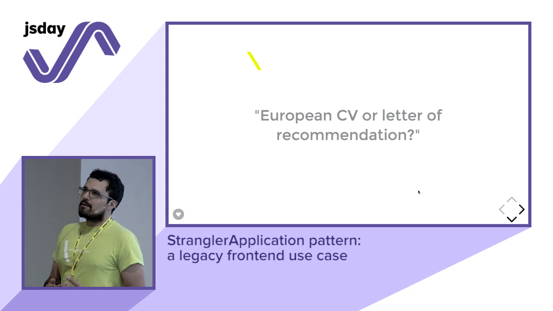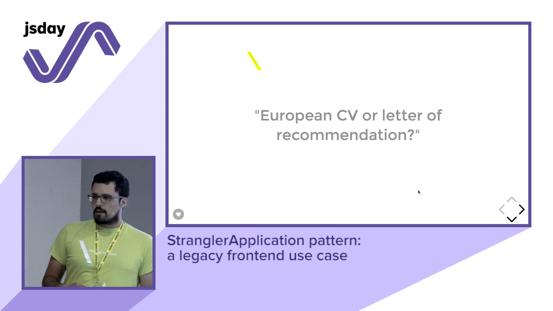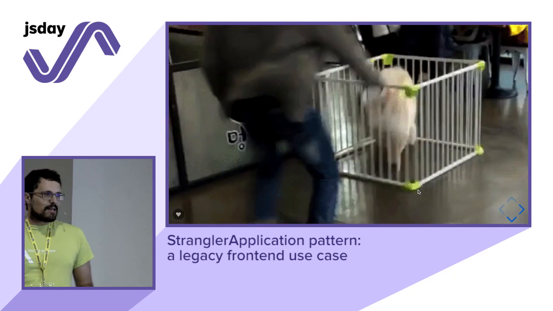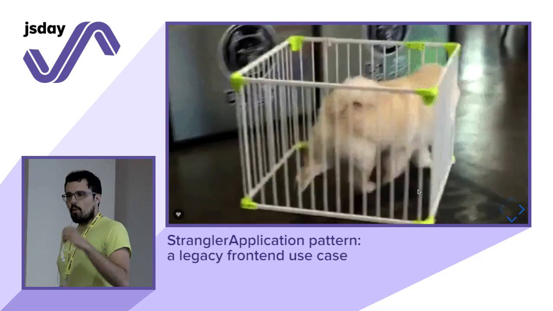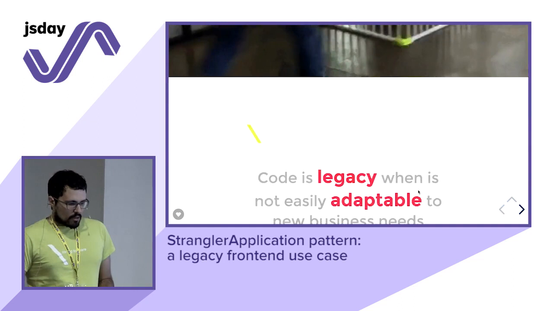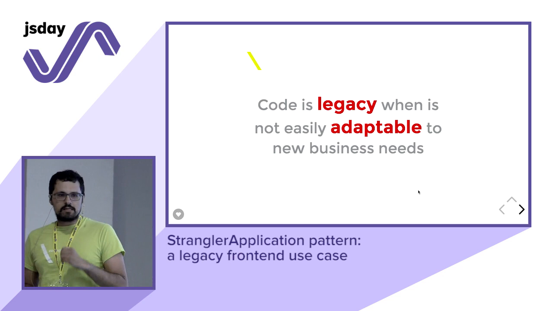But this is all from a personal point of view, okay? It's about myself. But when is legacy code legacy for the organization? I think that this picture is quite a good example of legacy code. What I mean is that we, as developers, are the dog, and the code is the cage. But a cage to what? For an organization, for me, code is legacy when it's not easily adaptable to new business needs.